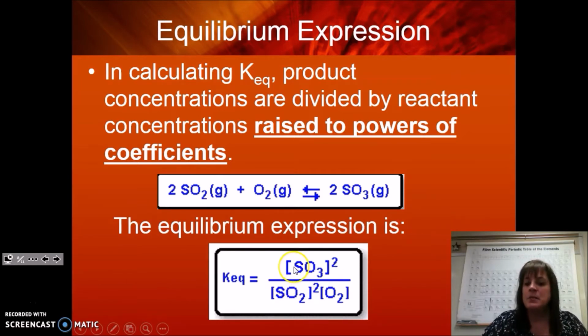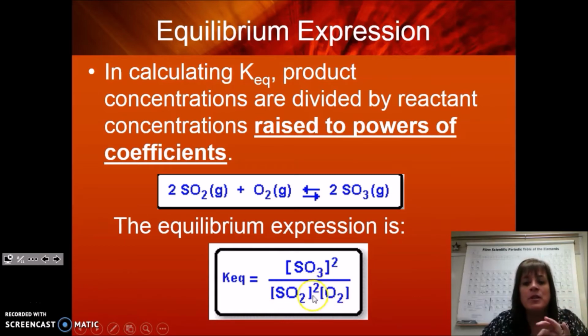So my equilibrium expression for this is the concentration, so there's the brackets, of SO3 squared, raised to the power of the coefficient, that's my product, over the concentration of the reactant. So here's my SO2 raised to the power of its coefficient, that's why there's a 2 here, times the oxygen concentration. So this is something to pay attention to.